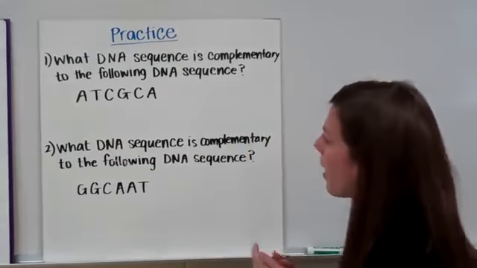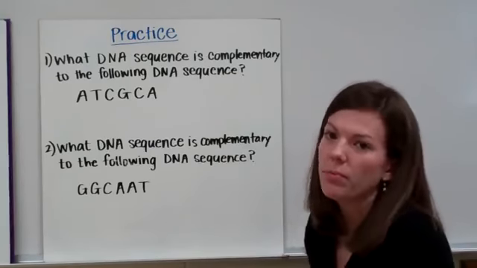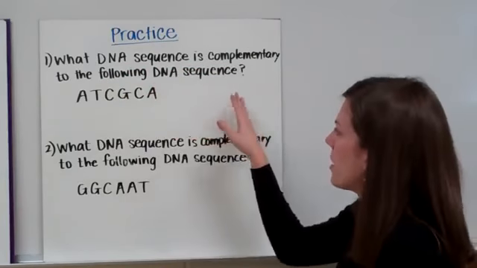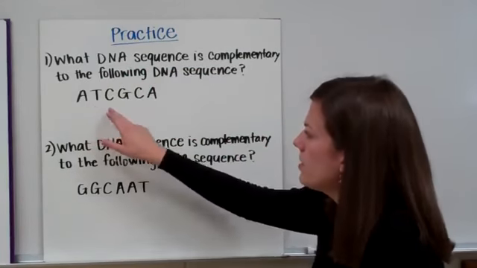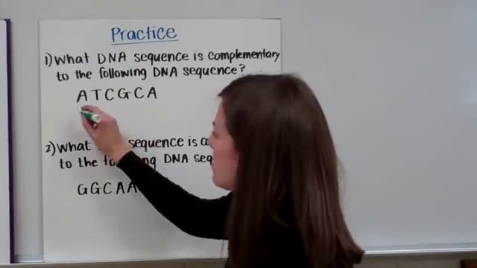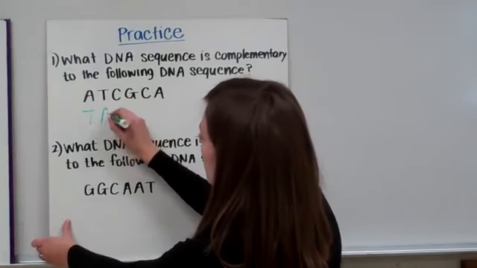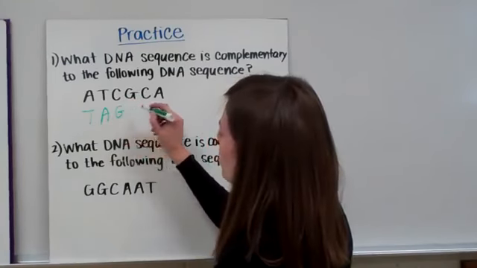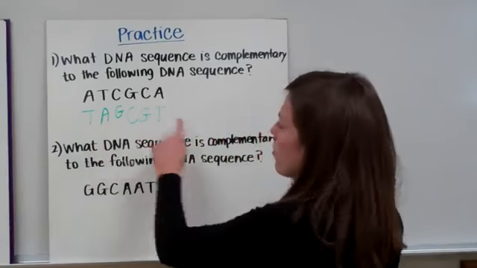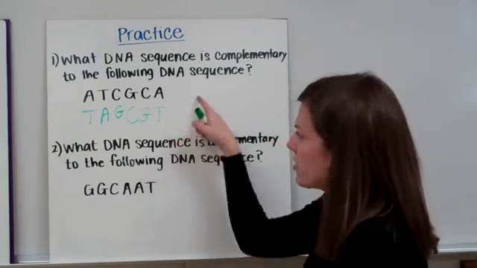All right, let's do some practice now. You need to remember which bases bind together, which ones are complementary. It says, what DNA sequence is complementary to the following DNA sequence? And they give you A, T, C, G, C, A. So you have to remember your base pair rule. A binds with T, T binds with A, C binds with G, G binds with C, C binds with G, and A binds with T. So this green portion would be your complementary strand of DNA.